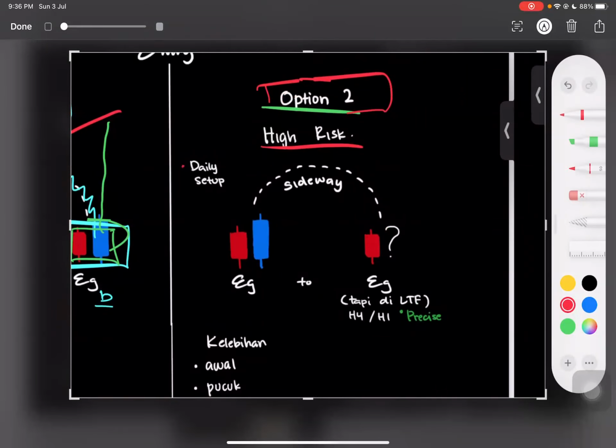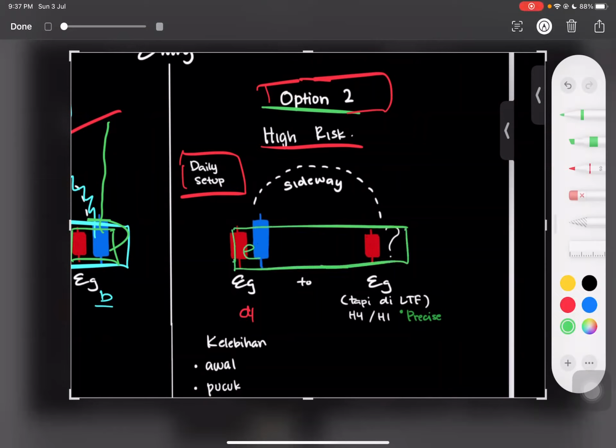Same thing for the second option. Let's say you're going to use the daily setup. If you want to use the H4 setup, you can use the H4 setup. It depends on you. I'll give you an example. Let's say the daily setup on the left eye side has already created an engulfing buy here. Then you make a zone. That is a really important thing. Whenever price breaks up, the pullback must come in sideways. You have to wait for the pullback.